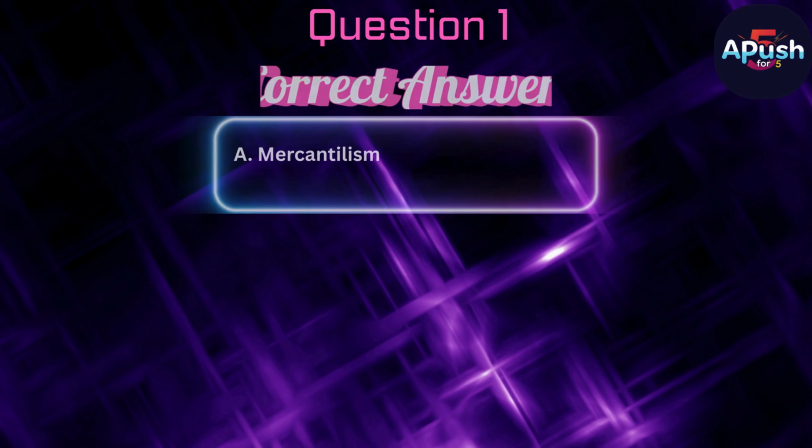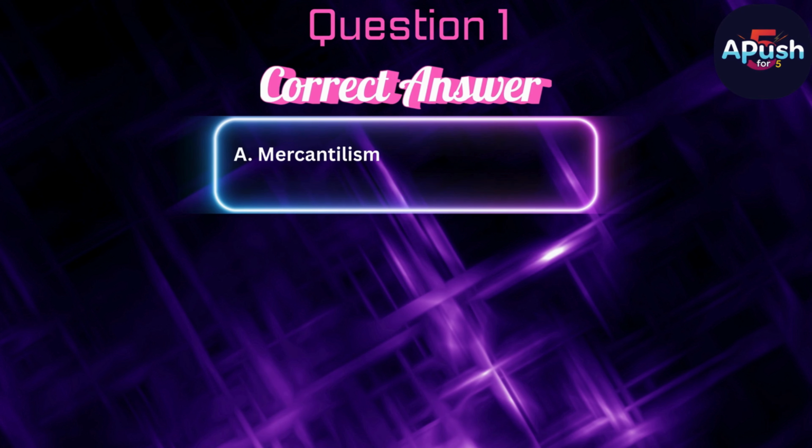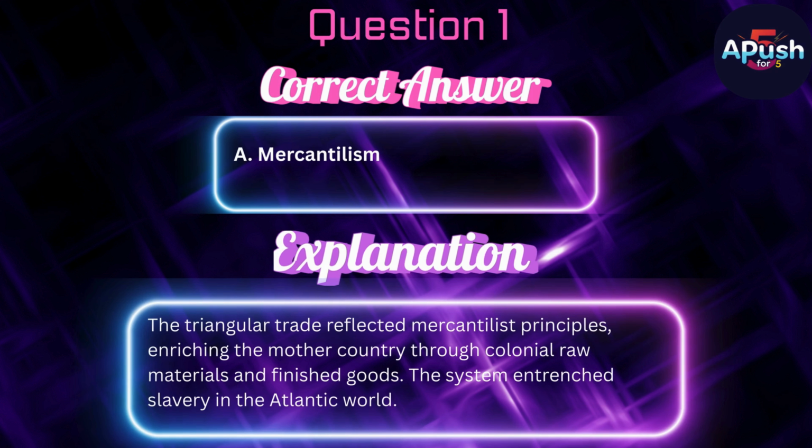The correct answer is A. Mercantilism. The triangular trade reflected mercantilist principles, enriching the mother country through colonial raw materials and finished goods. The system entrenched slavery in the Atlantic world.